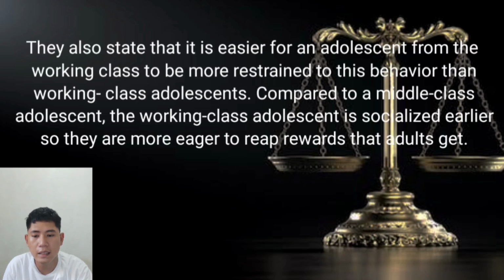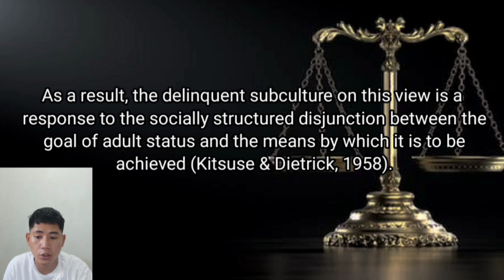They have stated that it is easier for an adolescent from the middle class to be more restrained in this behavior than working class adolescents. Compared to the middle class adolescents, the working class adolescents are socialized earlier, so they are more eager to reap the rewards that adults get. As a result, the delinquent subculture in this view is a response to the social structure disjunction between the goal of the adult's status and the means by which it is to be achieved.